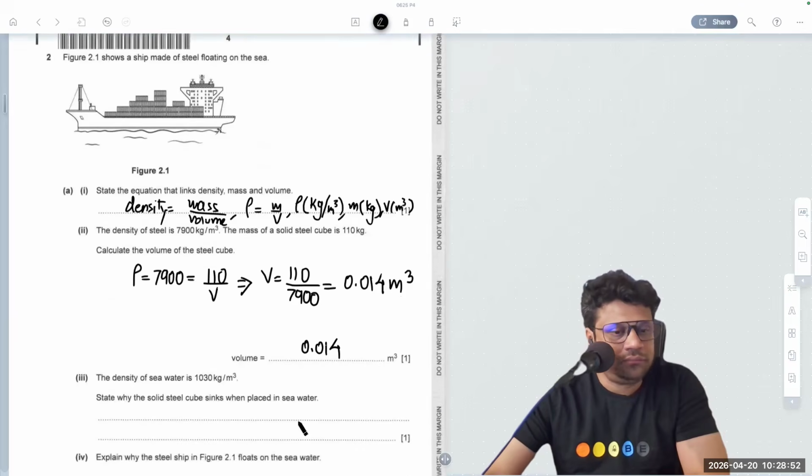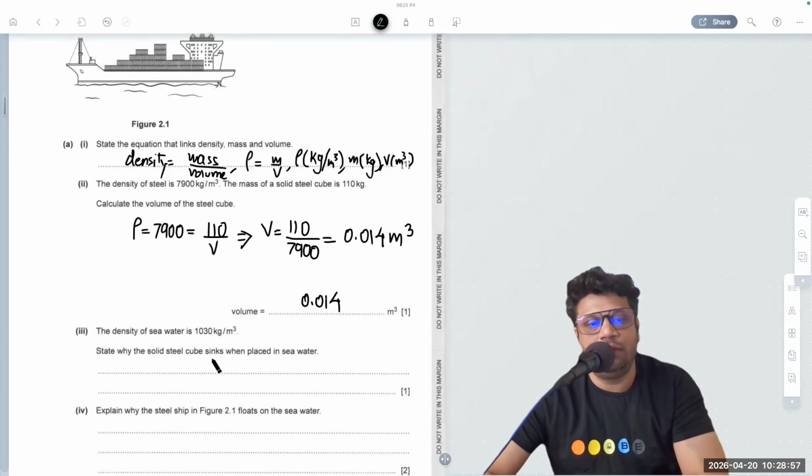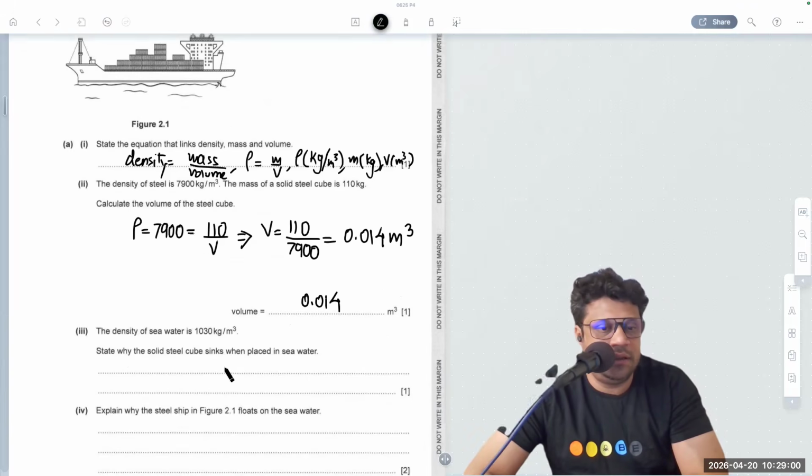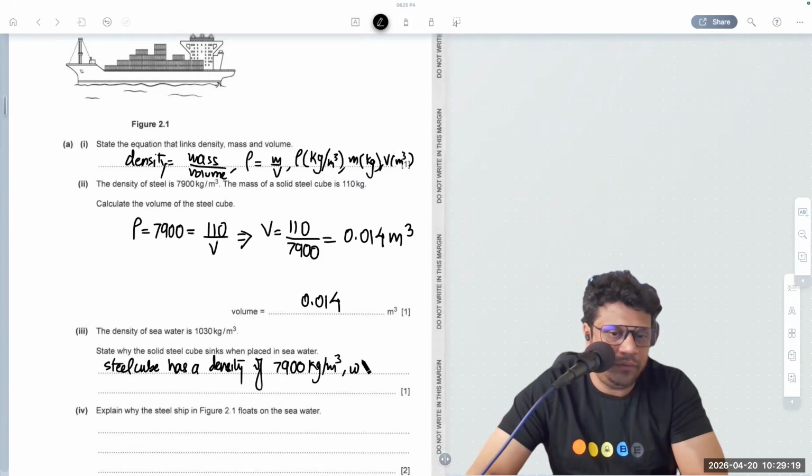The density of seawater is 1030. State why the solid cube sinks when placed in seawater. Okay, the steel cube has a density of 7900 kilogram per meter cube, which is greater than that of seawater.